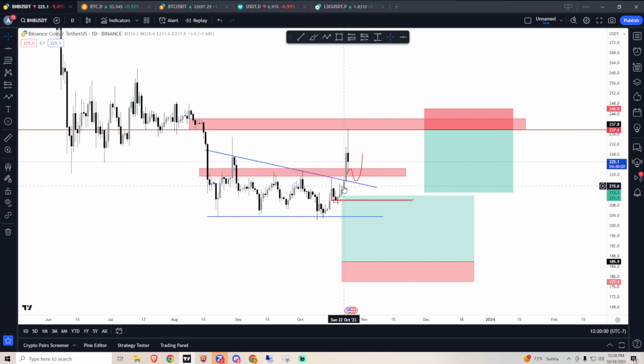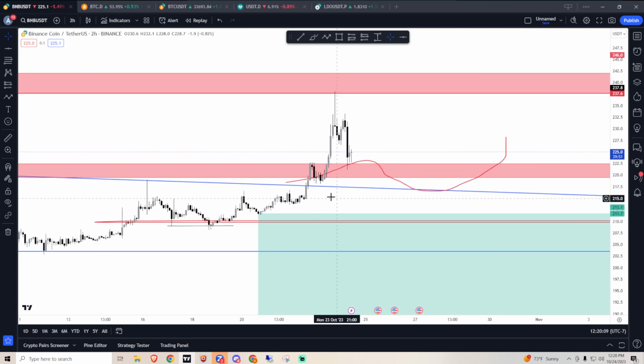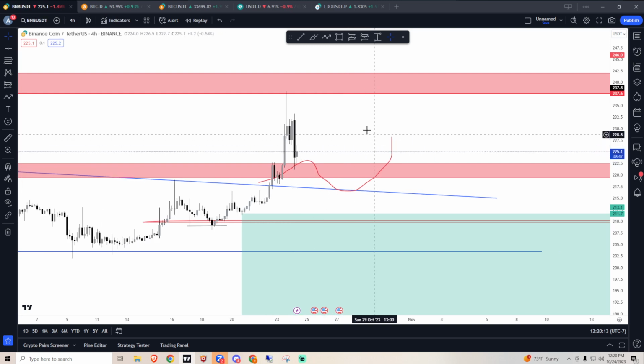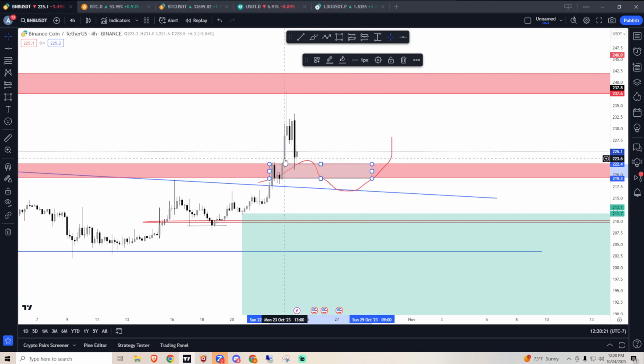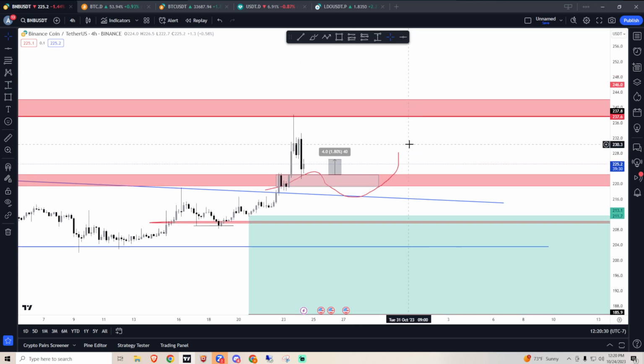This was a confirmation play, right? So here's the breakout. We closed above. Retest happened. You could have gone on a lower time frame to get the entry. But again, look where we bounced from. Here's the demand zone. We had a nice impulse move up, came back down, and you got almost a 2% move on BNB.